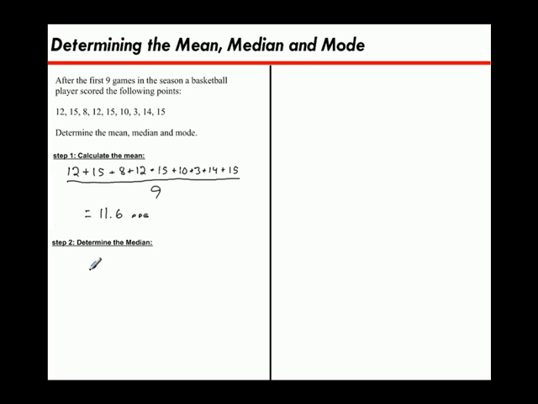All right, let's move on and calculate the median. You'll recall the median is the middle number in a group. And to find the middle number, the first step, we need to rearrange the numbers we're given from lowest to highest. Try to remember that step. A lot of people forget it.